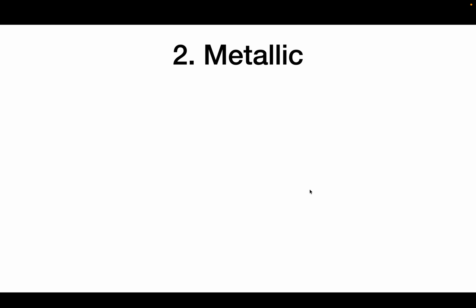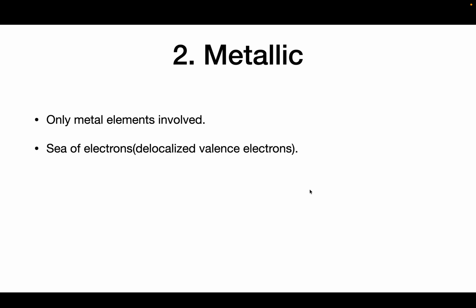The second type is the metallic bond. In metallic bonds, only metal elements are involved. And they have a sea of electrons, meaning that the valence electrons are delocalized and move freely throughout the entire metallic bond, which also relates to the mobility and the electroconductivity.